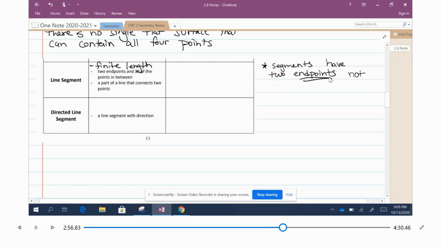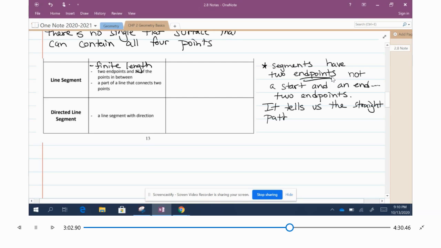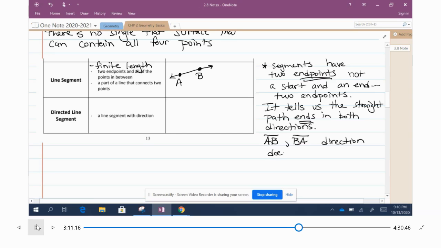2 endpoints. It's not a start and an end. Okay, it's because we end in both directions. The straight path ends in both directions. Now, what you're seeing is, this is strange. I drew a line. I have arrows on the end. It's implying it goes on forever. But I can identify just A to B. So I can stop. See, I didn't put the arrows on, so it doesn't keep going.